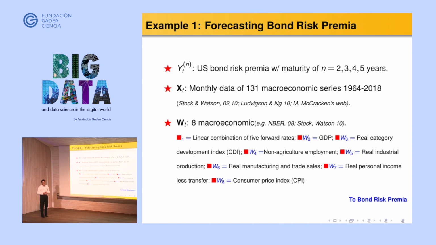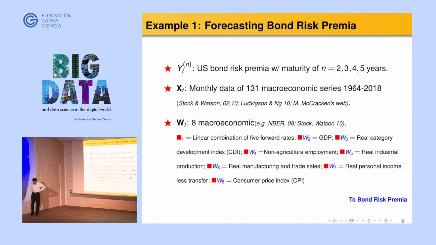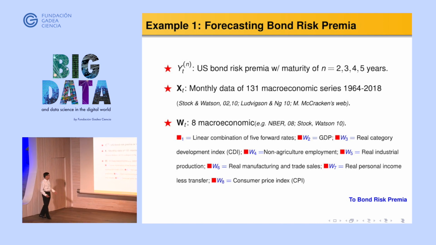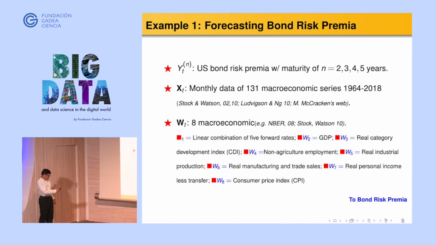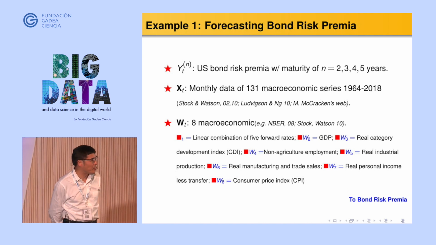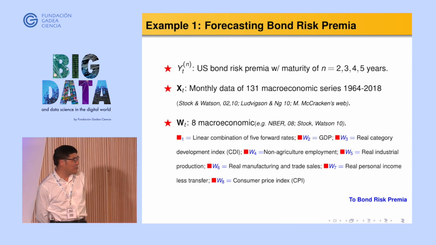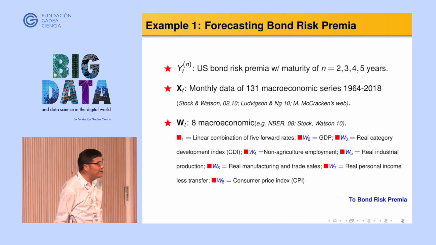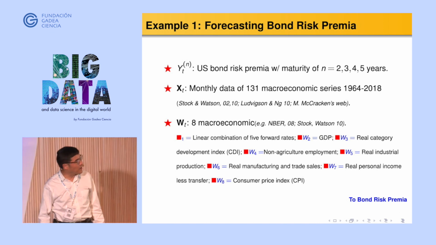In this case, I denote by X_t the 131 disaggregated macroeconomic time series. And at the same time, I have 8 aggregated macroeconomic time series. So they are at different scales. One is basically a summary of the other, if you like. Oh, and you see this is something that I changed this morning. W1 is a linear combination of 5 forward rates. W2, GDP, and so on. W8, consumer price index. Just to give you an idea what those are.